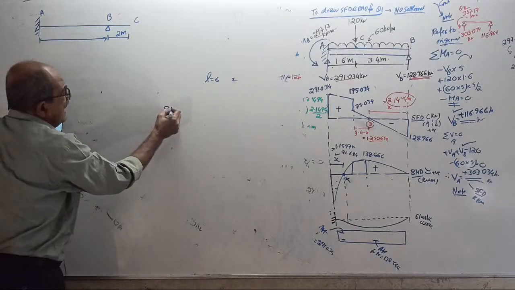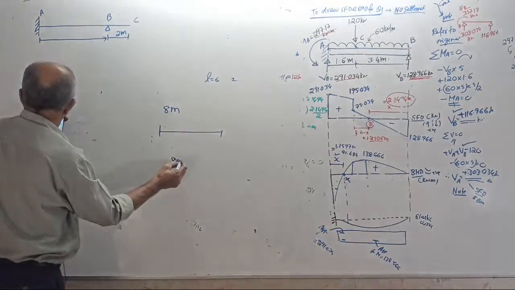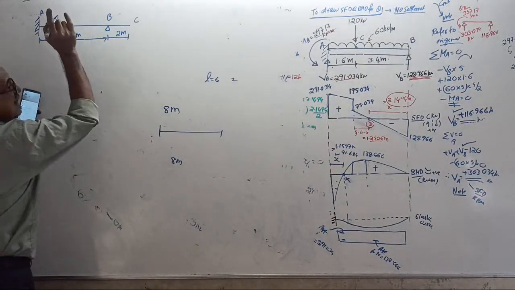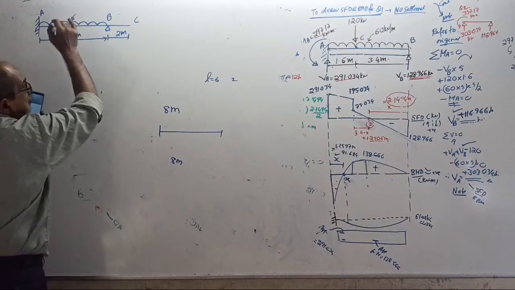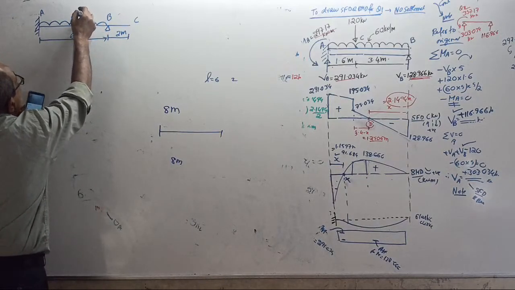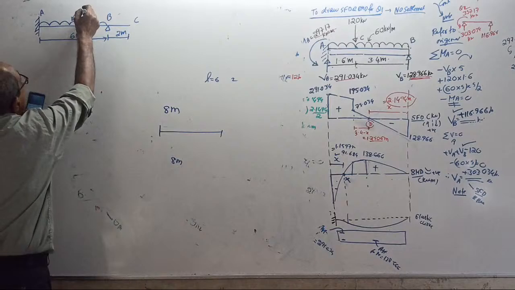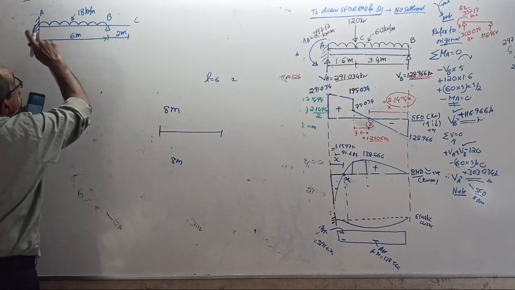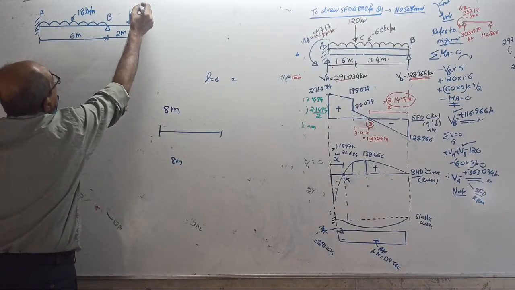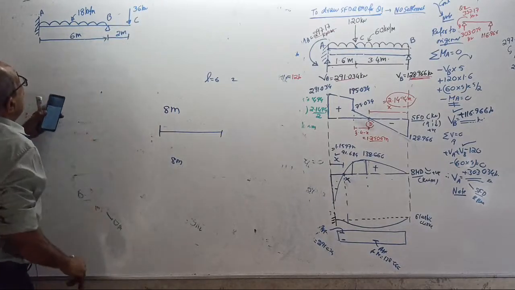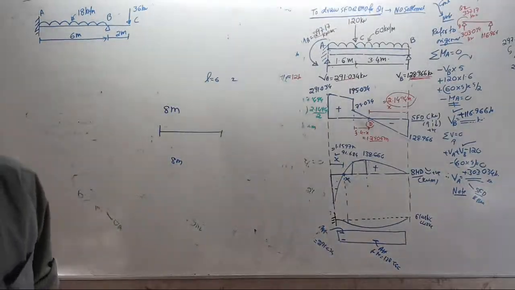There is a beam of length 8 meter, 6 meter. Okay. Now, it is loaded by a UDL, say 20 kilonewton per meter. I will put a UDL of 18 kilonewton per meter between the two supports and a point load of 36 kilonewton at the free end. I want a multiple of 18 so that values come easily. Okay, this is the question: analyze and sketch SFD and BMD.